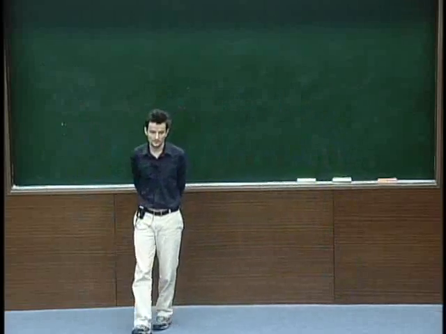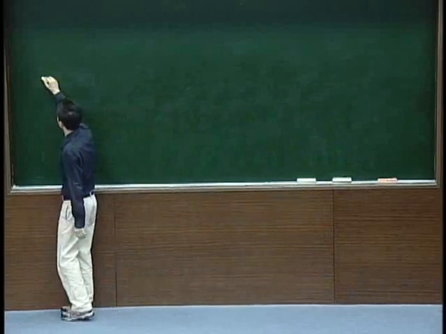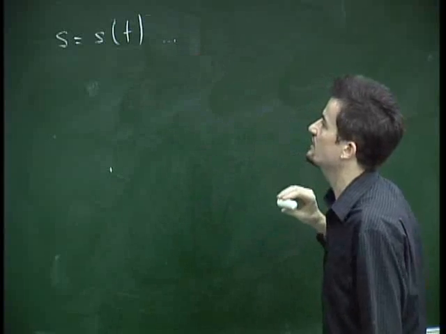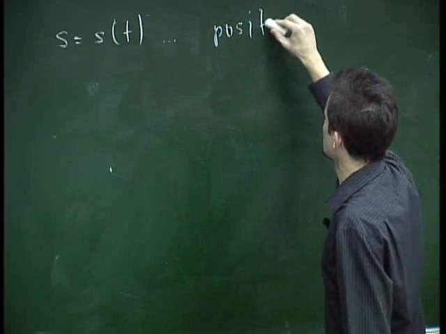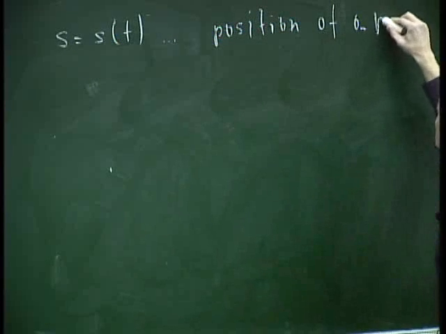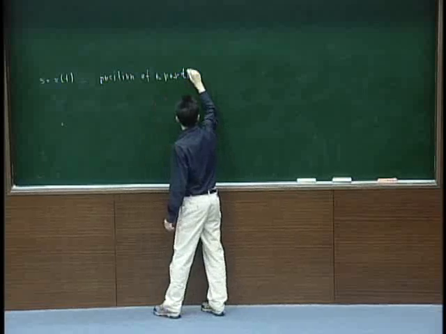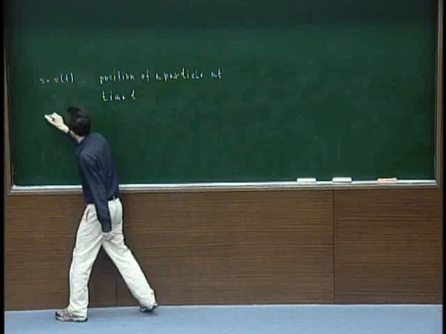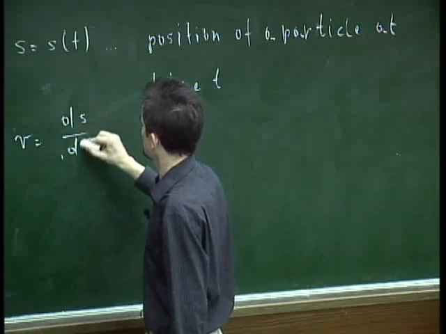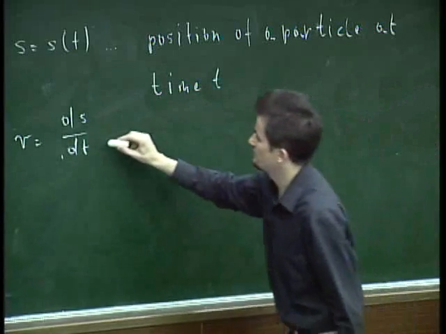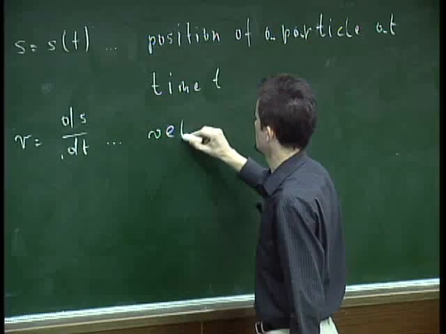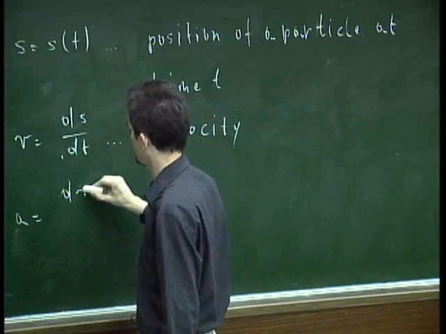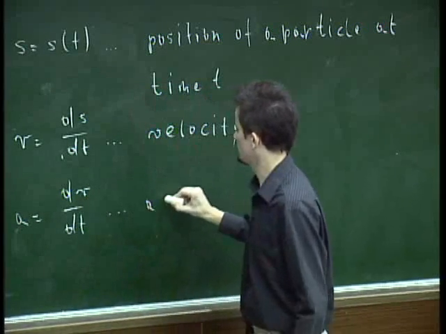Now, as I have already explained, second derivatives have meaning in physics, like if s gives the position of a particle at time t, then we already defined the derivative as the velocity, and the derivative of the derivative is something which you have considered already in high school. This is called the acceleration.